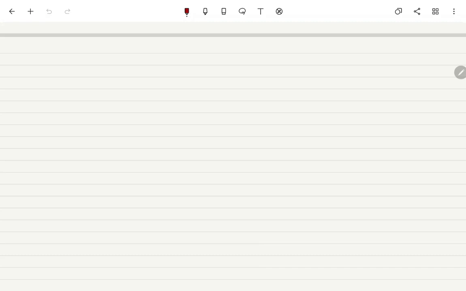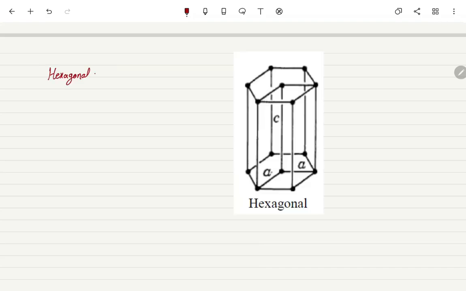Now another type of three-dimensional Bravais lattice is the hexagonal structure. In hexagonal structure, A1 is equal to A2. This is A1, this is A2. So A1 equals A2, but it's not equal to C, and alpha is equal to beta, which equals 90 degrees, but not equal to gamma. In this case, gamma is equal to 120 degrees. And this is the hexagonal lattice.